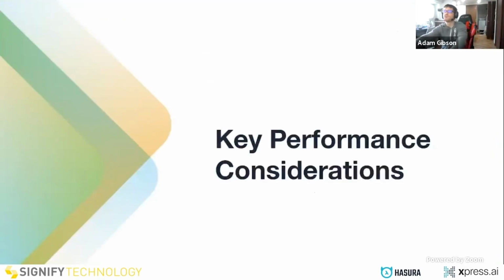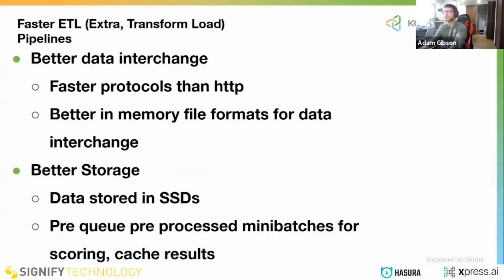So some of the key performance considerations: better data interchange, faster protocols than HTTP, better in-memory file formats for data interchange. That's where something like Arrow comes in. Better storage. You need data stored in SSDs generally. I mean, not everything. It depends on your frequency. It depends on the use case. A data lake, for example, will be your standard. This is where all the analytics happen. This is where we aggregate all of our data.